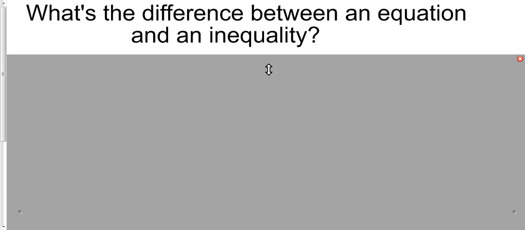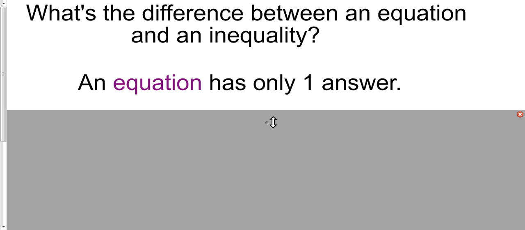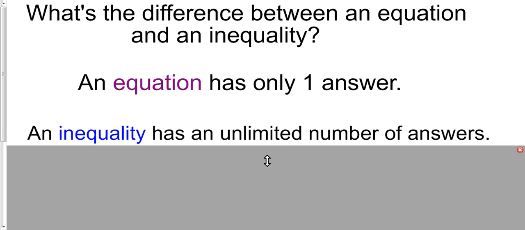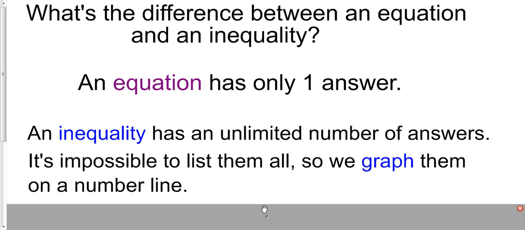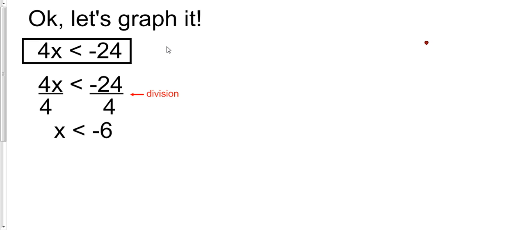What's the difference between an equation and an inequality? Well, an equation has only one answer, one correct solution. But an inequality has an unlimited number of answers. It's impossible to list them all, so we graph them on a number line. Let's graph the inequality we just solved: 4x is less than negative 24. After dividing both sides by 4, we realize that x is anything less than negative 6.